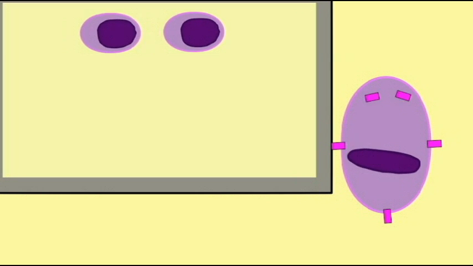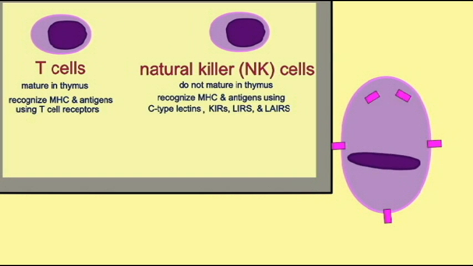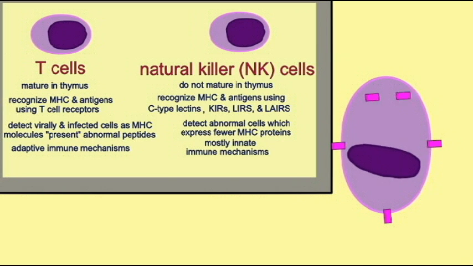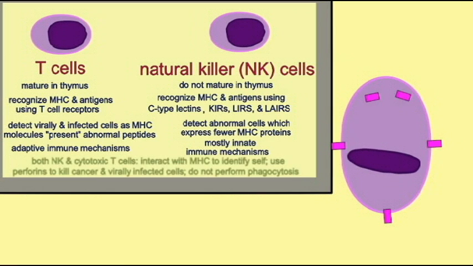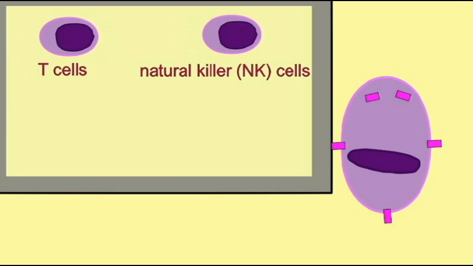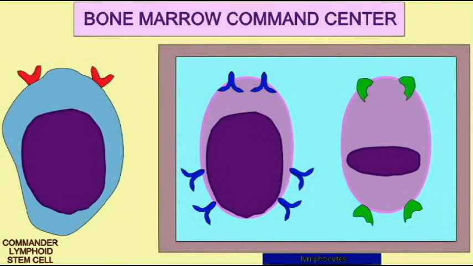However, I do not mature in the thymus. I recognize MHC proteins using different receptors than the T lymphocytes. And I kind of count how many MHC proteins are produced. That's one of the ways that I recognize cancer cells, which often produce less. So while I'm a lot like a T lymphocyte, I primarily function in the innate immune responses rather than the adaptive immune responses. Well, troops, this microbe has broken through our first and second lines of defense. You lymphocytes are the only thing that stands between our body and certain death.